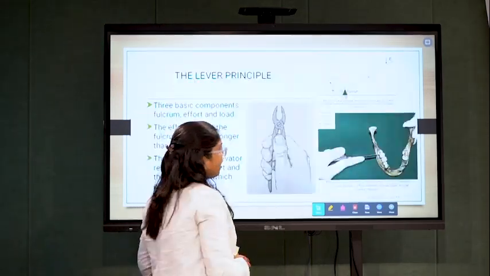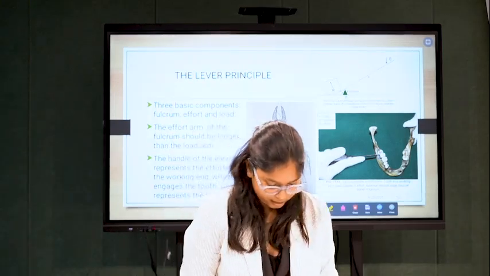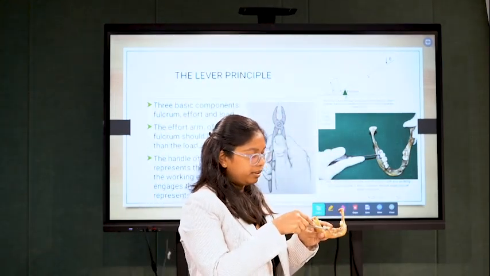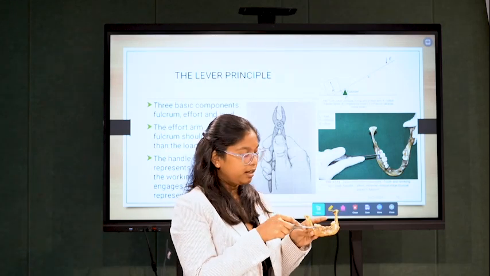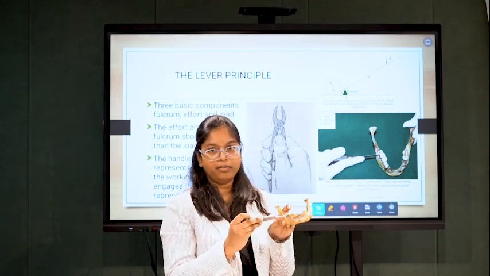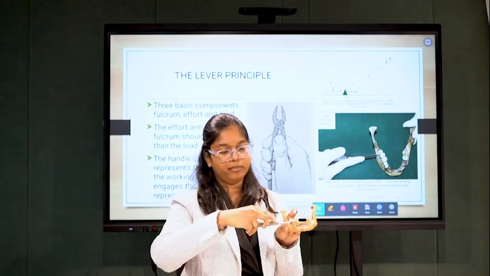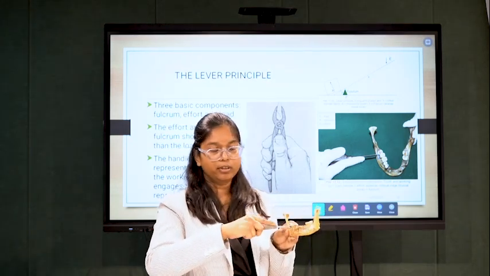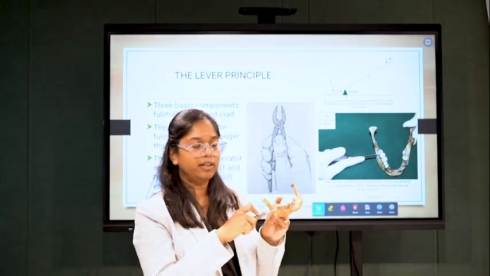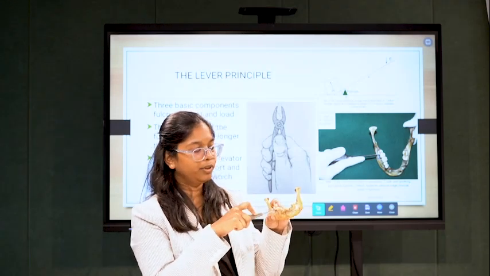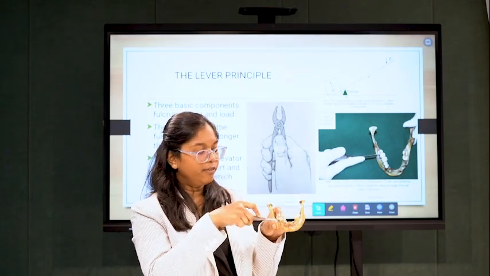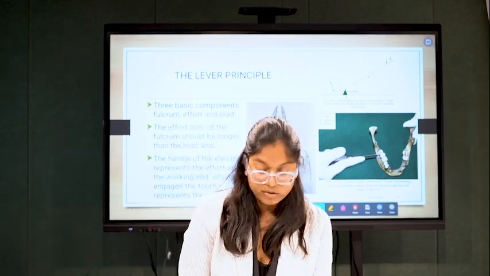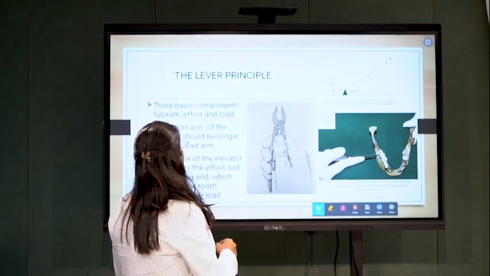And talking about the elevators, whenever you use an elevator, you have to put it between the bone and the tooth. Same, your hand will be placed very far so as to make the effort arm longer, and then you will be giving the force. Whenever you are using an elevator, always keep in mind you have to support the adjacent tooth. The fulcrum should be your bone, not the adjacent tooth. So this was about the lever principle.